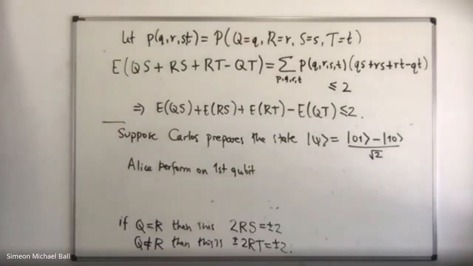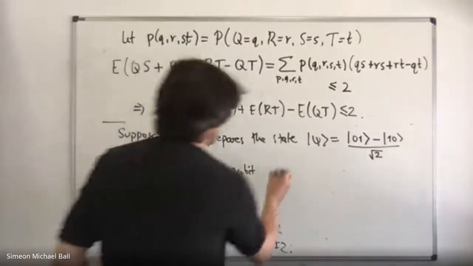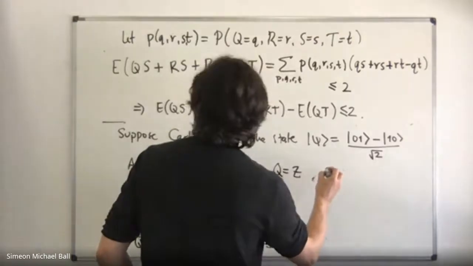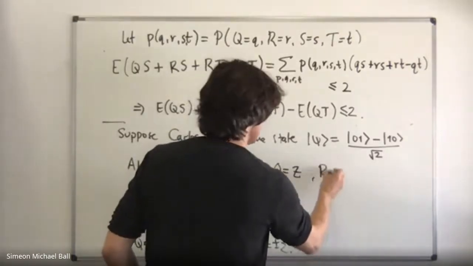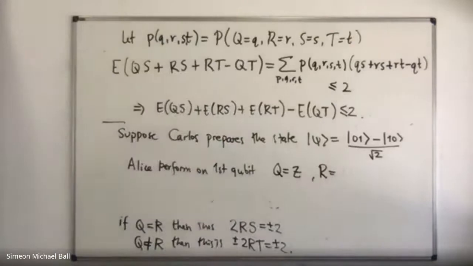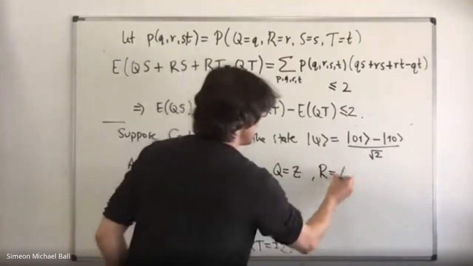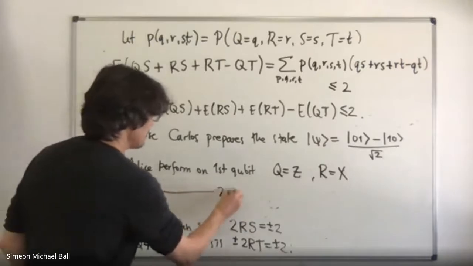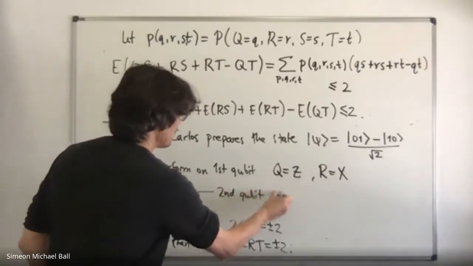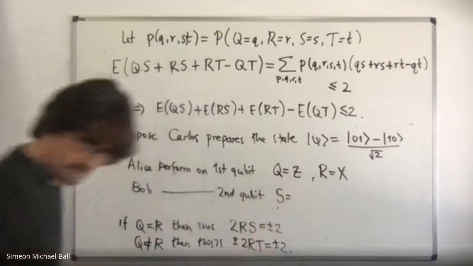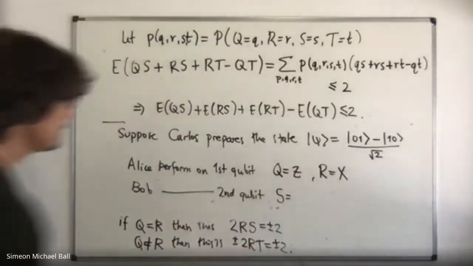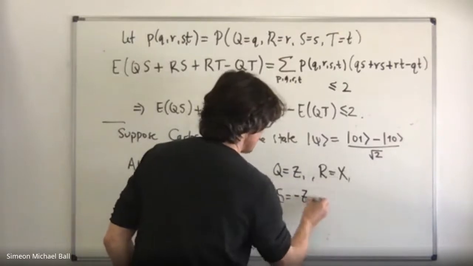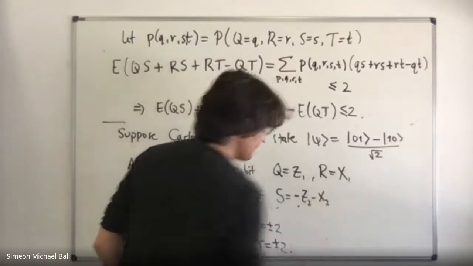The observables, Q is going to be Z, and R is going to be X, whilst Bob on the second qubit is going to perform measurements. So let's put the ones down here just to remind ourselves.